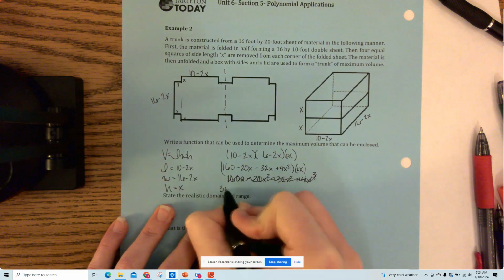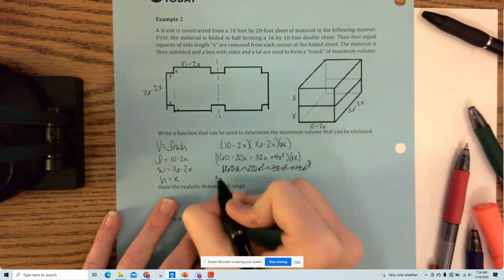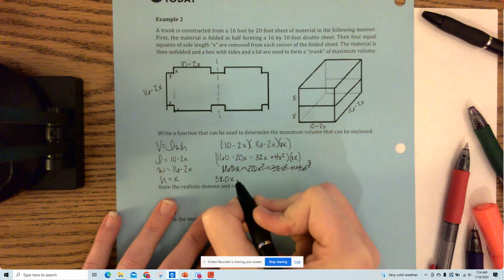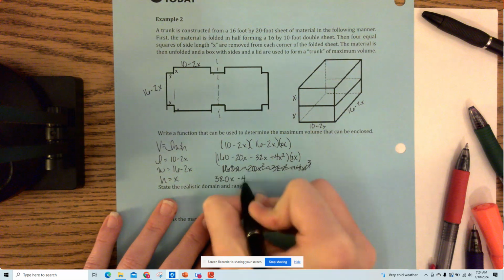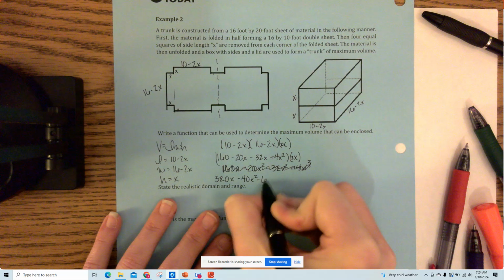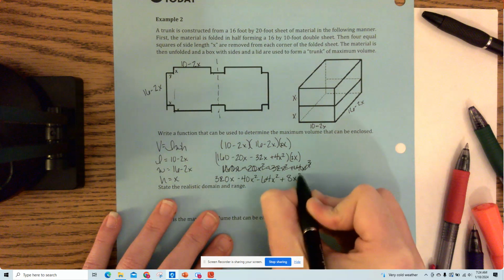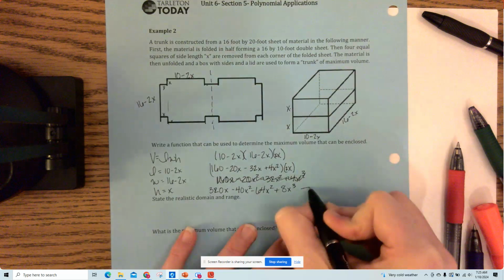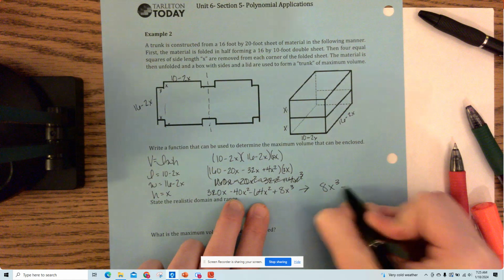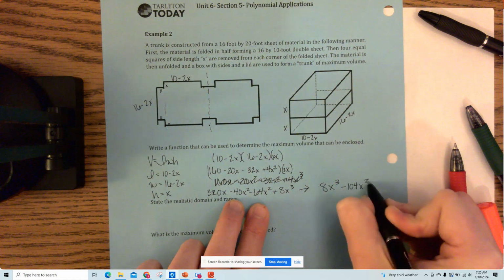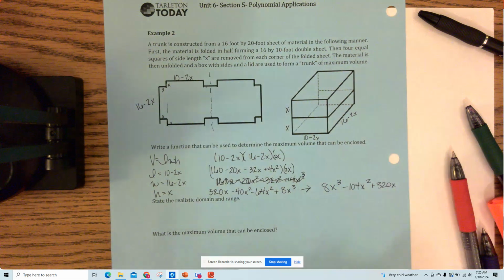So this would be, because there's x and x, this would be 320x. This would be negative 40x squared, negative 64x squared, positive 8x cubed. Simplifying it down, writing it in proper form. So if I combine these, I get negative 104x squared and then plus 320x.